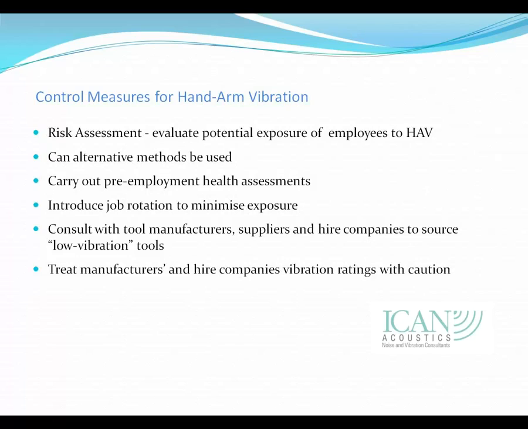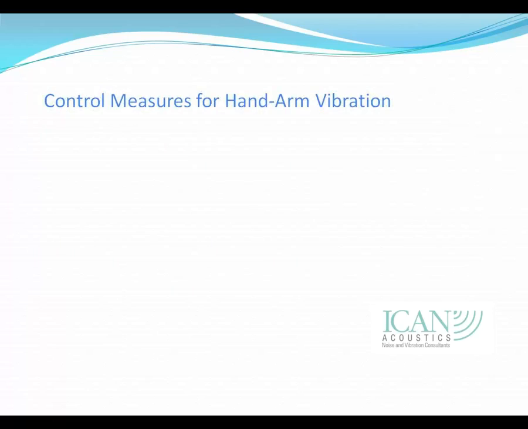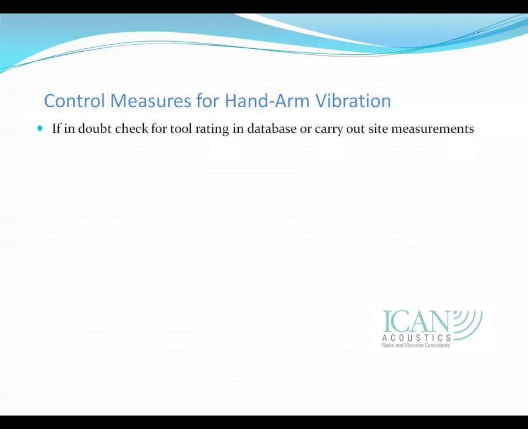Some of the control measures then for hand-arm vibration. Check out databases. There are databases available where tools are given a rating. Again, you need to be sure that the data available is relevant and accurate, but it is something that is emerging, where they're starting to classify tools and specify makes and models and the likely vibration level. Now, keep in mind, it depends very much on what the tool is doing.